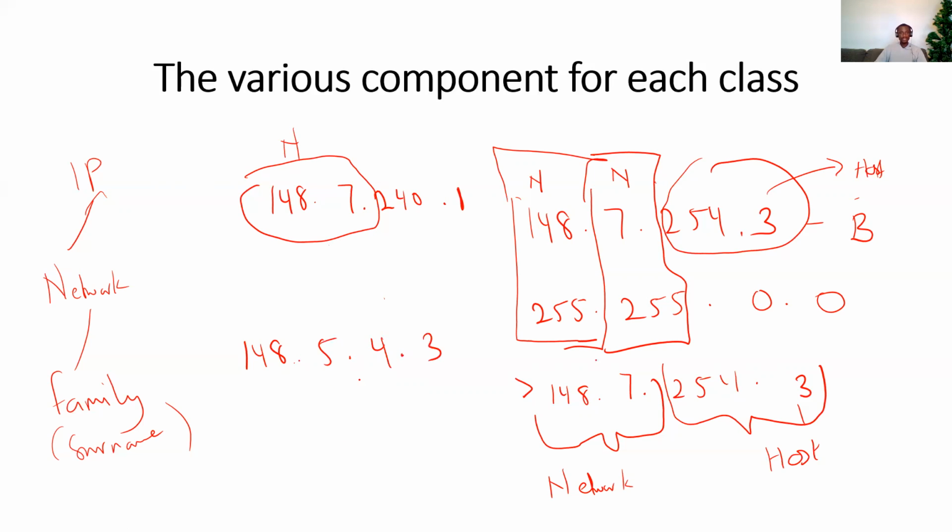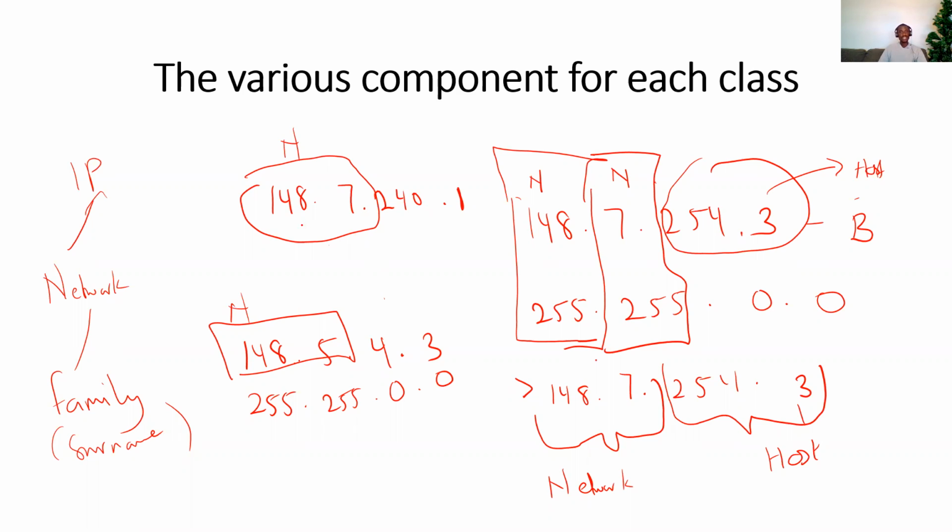148.5.4.3. Watch here. This is a class B address. So still, again, our subnet mask will be 255.255.0.0. And for a class B address, looking at the subnet mask, it means the first two parts belong to the network. Can we say that 148.7.240.1 and 148.5.4.3 are in the same network? No, they are not in the same network.